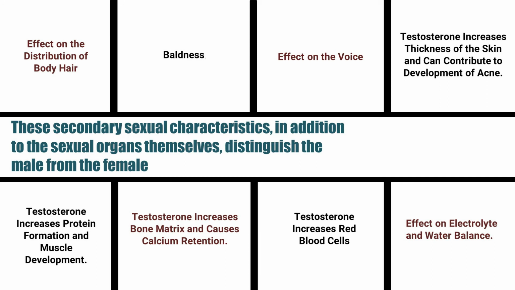Next, testosterone increases bone matrix and causes calcium retention. After the great increase in circulating testosterone that occurs at puberty, the bone grows considerably thicker and deposits considerable additional calcium salts. Thus, testosterone increases the total quantity of bone matrix and causes calcium retention. The increase in bone matrix is believed to result from the general protein anabolic function of testosterone.